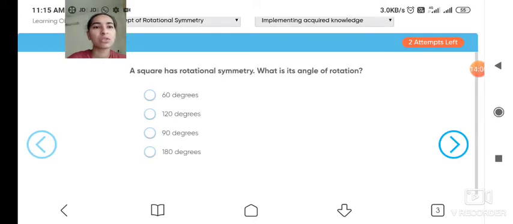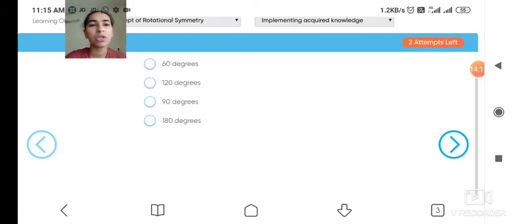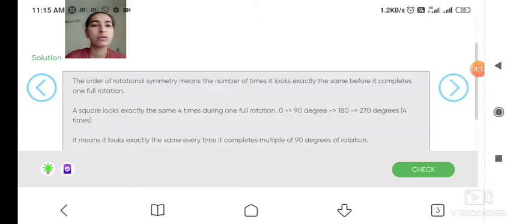Now a square has rotational symmetry. What is its angle of rotation? How do we have to rotate that? With 60 degrees, or with 120, or 90, or 180? We have to rotate according to that.